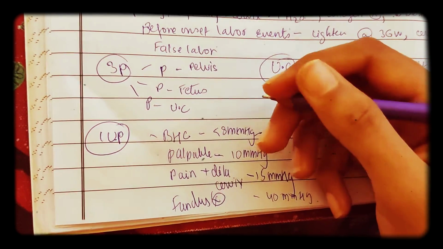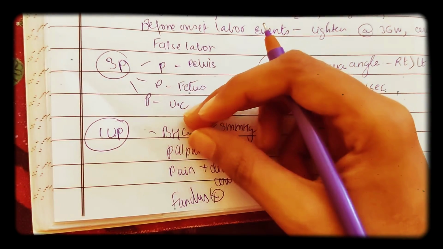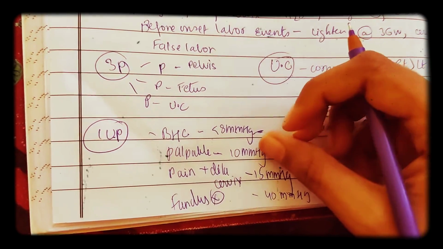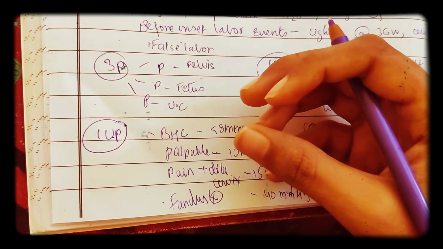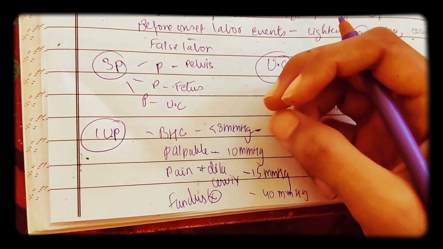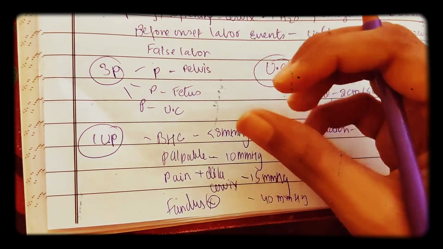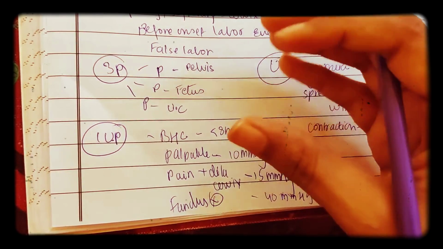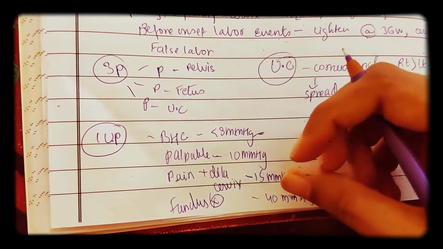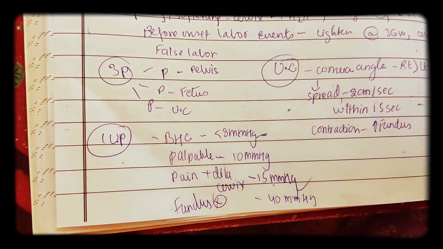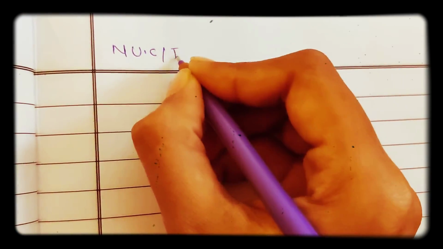Intrauterine pressure when it is less than 8 is called Braxton Hicks contraction, which means slight contractions. If it is 10, you can palpate and feel that your uterus is contracting. When it is 15, you will also start getting pain, and the cervix will get dilated. So now you are going to welcome a child out. When it is 40, it is very intense, so that you are unable to even find the fundus. Now coming to what are normal uterine contractions or true labor pains.